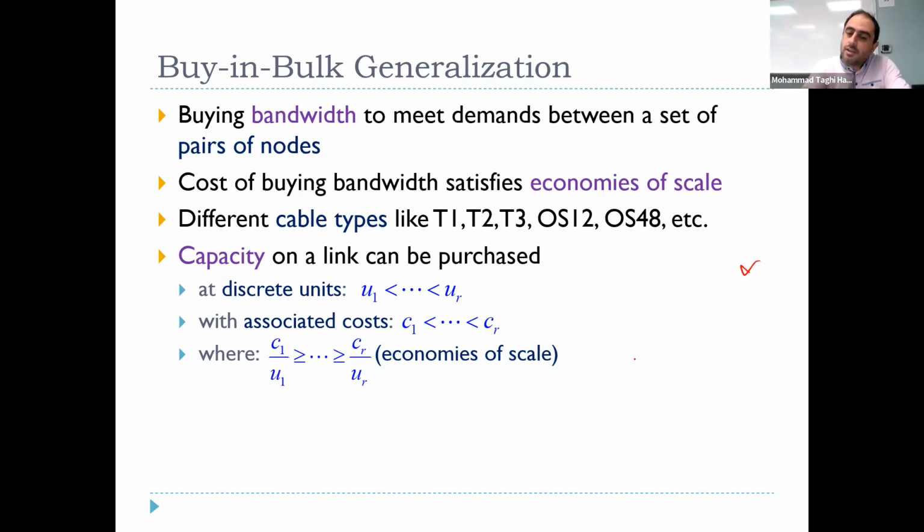So in a Steiner forest, you want to just connect these guys together. You only care about connectivity, but of course you need to buy the edges. There was no demand. You are assuming that each of these guys can send infinite demands. But in the real world, each edge has some capacity limitations. And you can put in a higher capacity, but the cost will be higher. So this is the generalization of a Steiner tree. You want to meet the demands between a set of pairs of nodes. And here, the cost of buying bandwidth satisfies economies of scale.